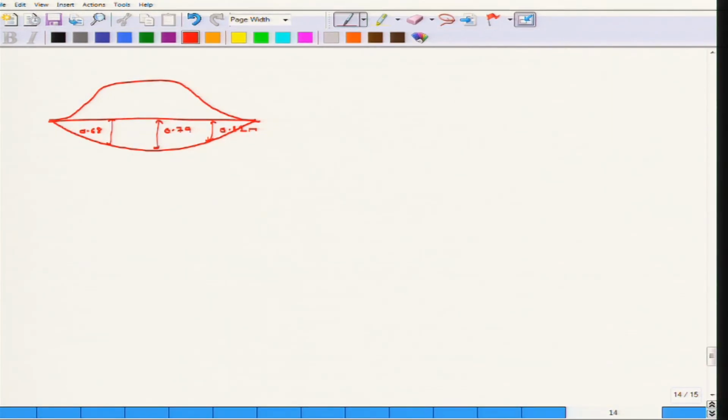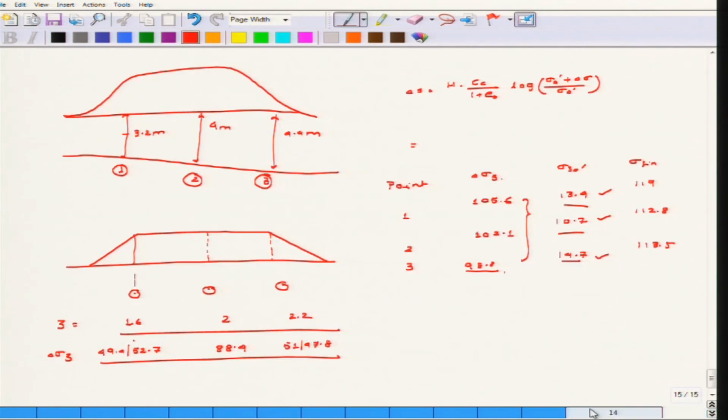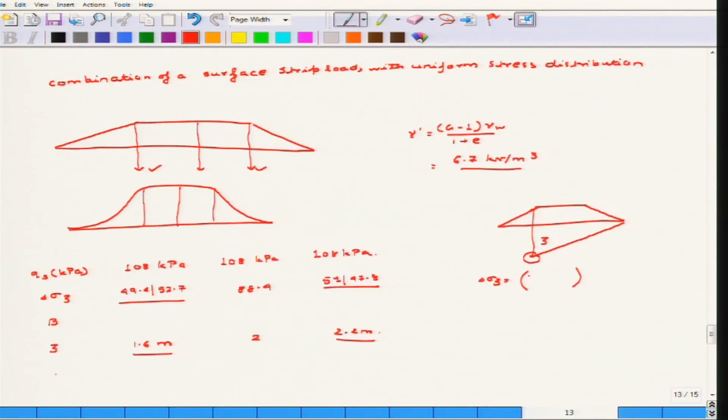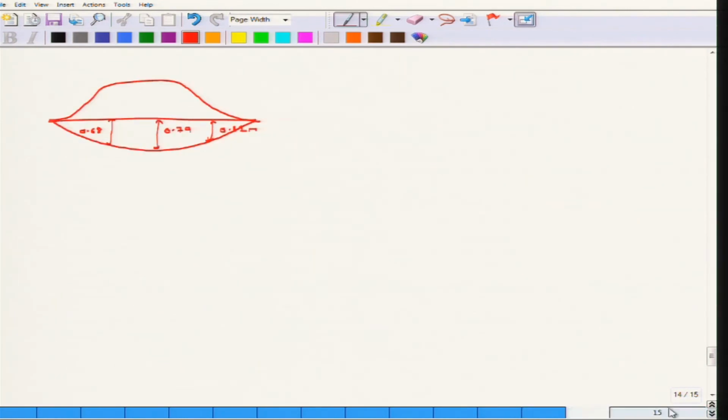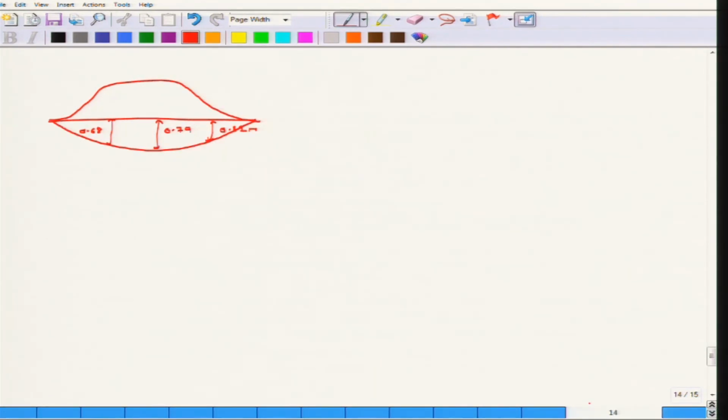Now, let me tell you that this is a demonstrative problem, because there are many parts of this problem that are not yet discussed, like how to find out the stress below an embankment. So, that is why I have ignored all the calculations here. I just showed you how, if there is a non-uniform soil profile, you can visualize the settlement below a non-uniform structure.